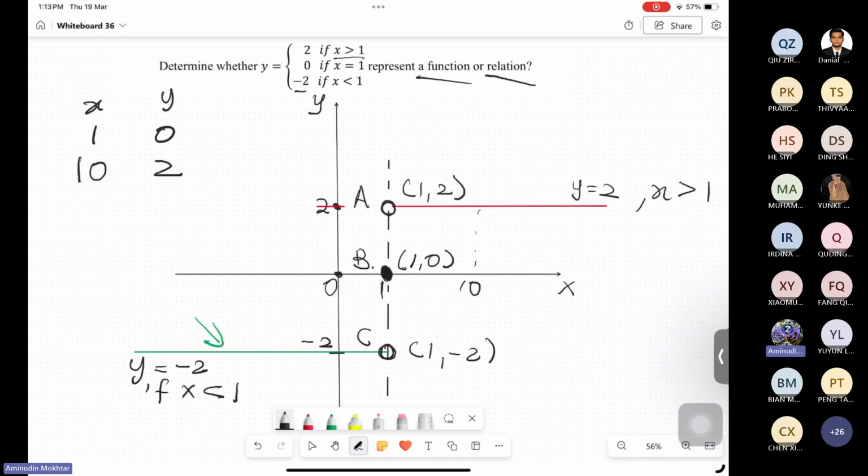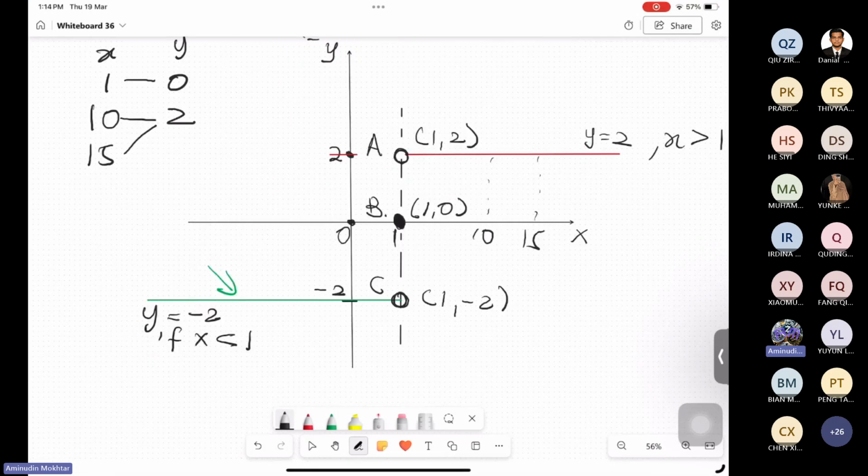When x equals 15, y equals 2. x equals 10, y equals 2, x equals 1, y equals 0. And then when x equals, let's say, negative 10, negative 15, negative 50, we get only one y, negative 2. When x equals negative 10, y equals negative 2. When x equals negative 50, y equals negative 2.